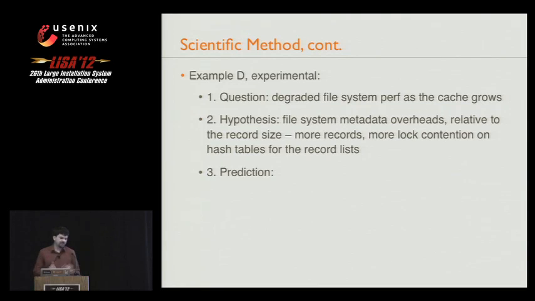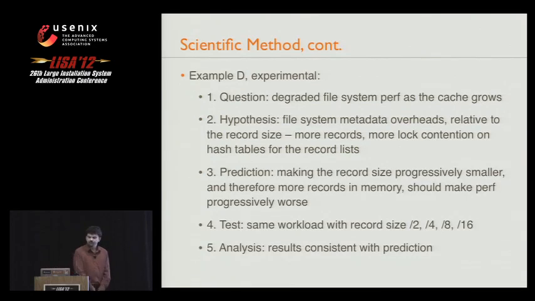Example D. This is another example to go through quickly. Degraded file system performance as the file system cache grows. Well, why would file system performance get worse as the cache grows? It should get better. Hypothesis: file system metadata overheads relative to the record size. The cache has data in units of records. It might be 8 kilobytes or 128 kilobytes or 1 kilobyte. So the more records you have, the more contention on various metadata to look after this cached information, such as hash tables.